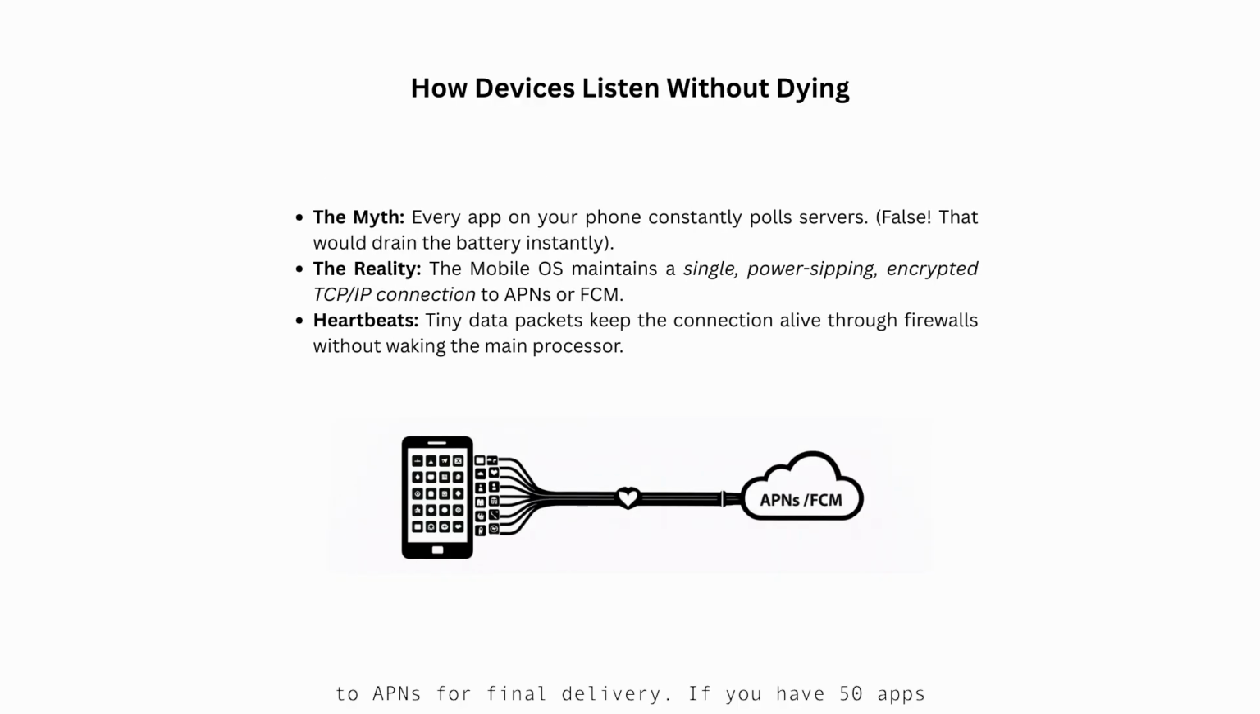If you have 50 apps on your phone, they aren't all maintaining open connections with 50 different servers. That would sap your battery really quickly. Instead, the operating system maintains exactly one persistent TCP connection to APNs or FCM. It keeps this connection alive using tiny heartbeats, and all the incoming pushes for all of your apps are multiplexed down this single power-efficient pipe. The phone stays in a deep sleep state until a push notification arrives over that socket.